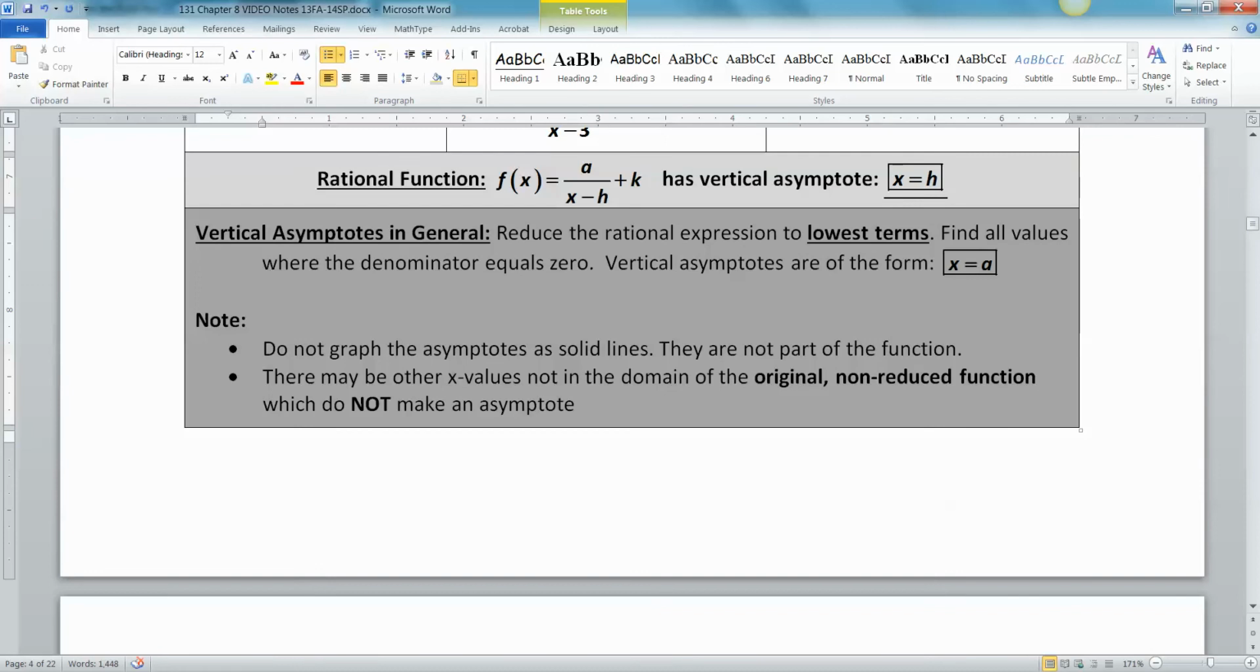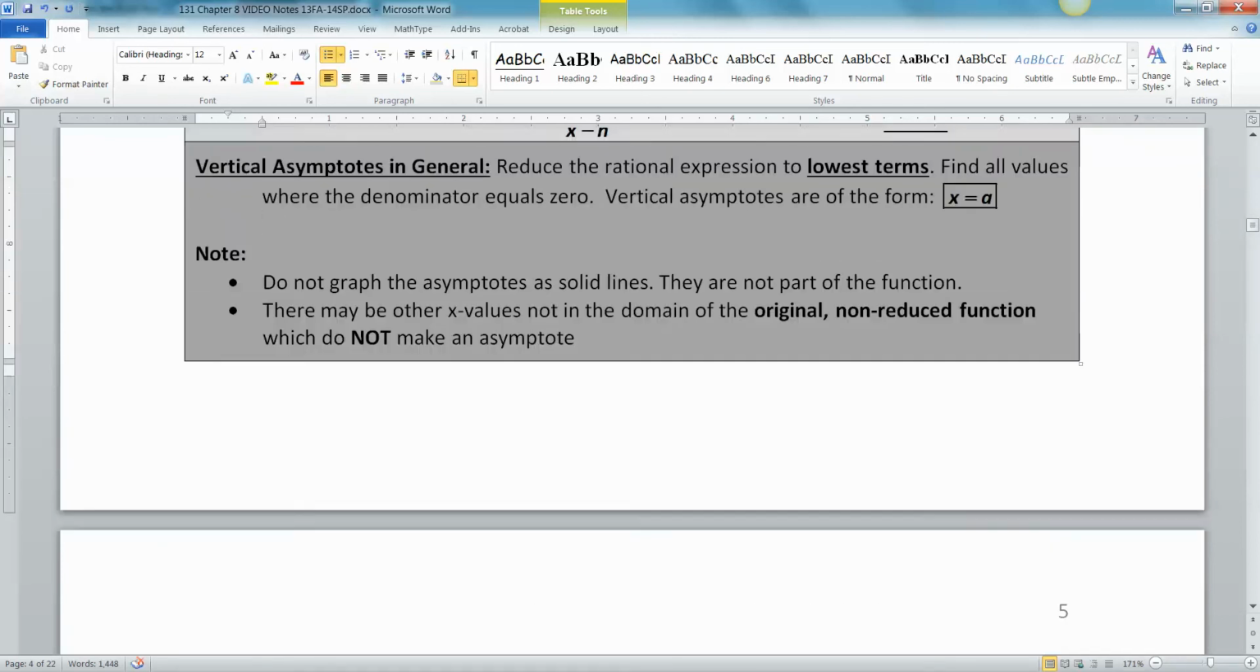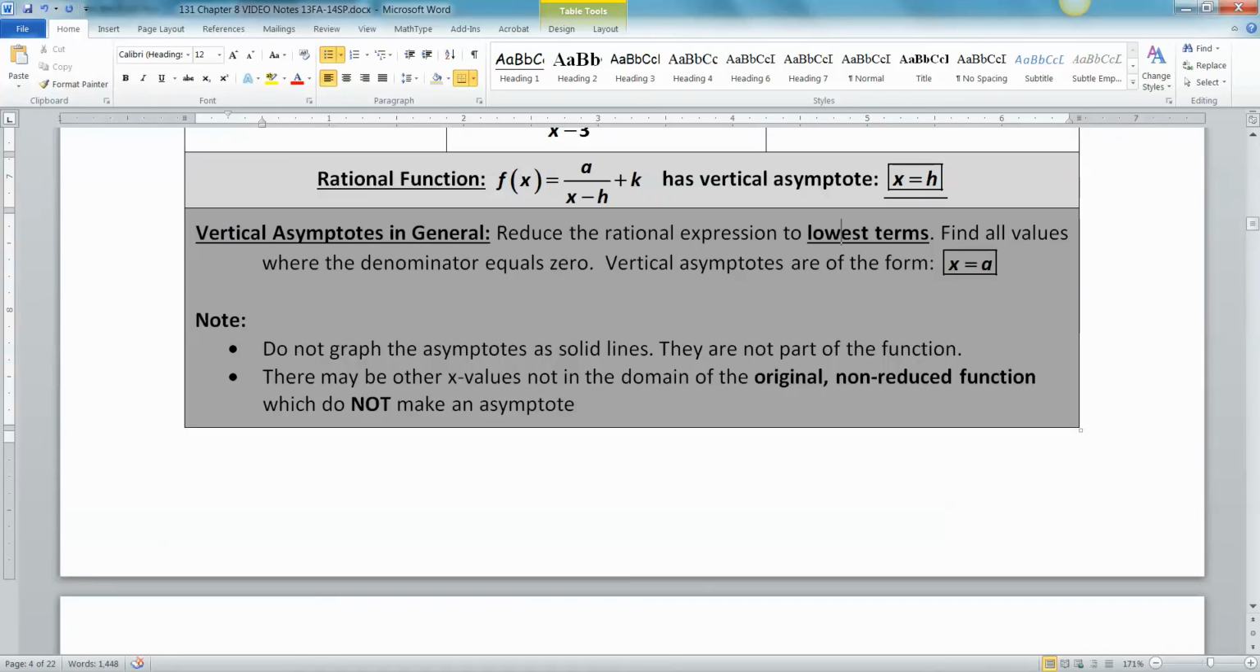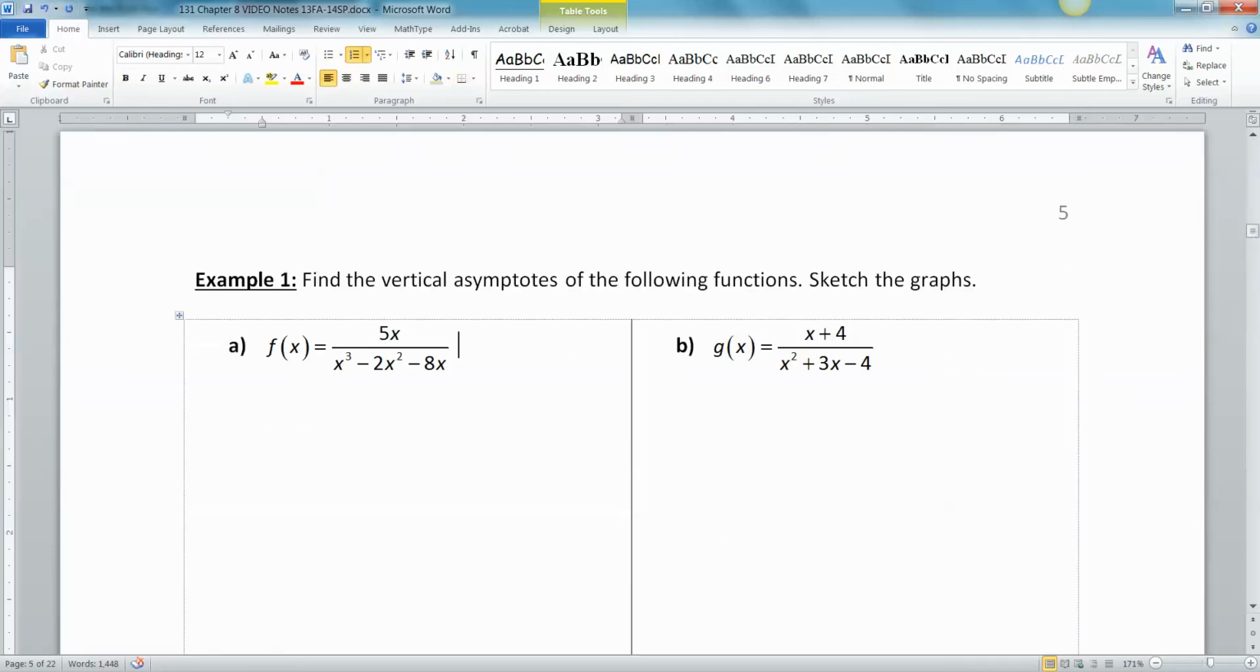Then there may be other x values that are not in the domain of the original non-reduced function, but they won't make an asymptote. So there could be other things that you can't have in your domain. This is not a domain question we're asking here. It's an asymptote question. All right. So to find an asymptote, always reduce first. That's what this says right here. Always do lowest terms.